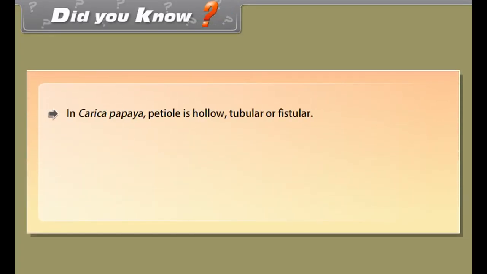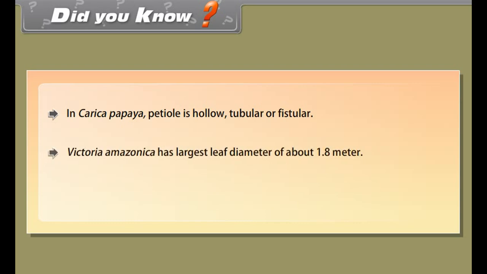Did you know? In Carica papaya, petiole is hollow, tubular, or fistulous. Victoria amazonica has the largest leaf, with a diameter of about 1.8 meters. The longest leaf is of Raphia vinifera, of about 10 to 15 meters.